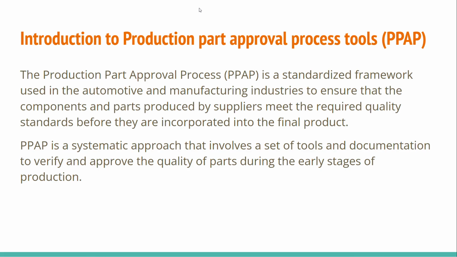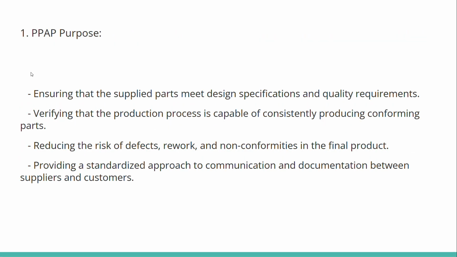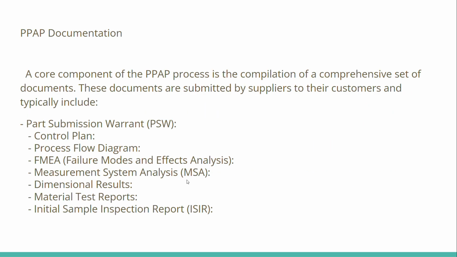Purpose of PPAP: to ensure zero defects and reliable product before mass production. PPAP purpose: ensure the supplied parts meet design specifications and quality requirements, verify that the production process is capable of consistently producing conforming parts, reduce the risk of defects, rework, and non-conformity in the final product, and provide a standardized approach to communication and documentation between the supplier and customer.